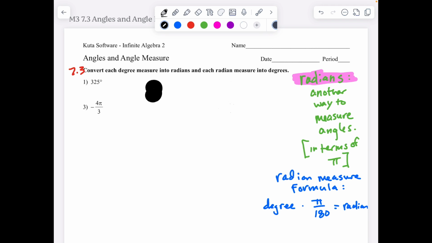Oops, sorry. Let me fix this real quick. Move that back down to 4 there, and I think we'll fix this. Sorry about that. Okay, let's try again.